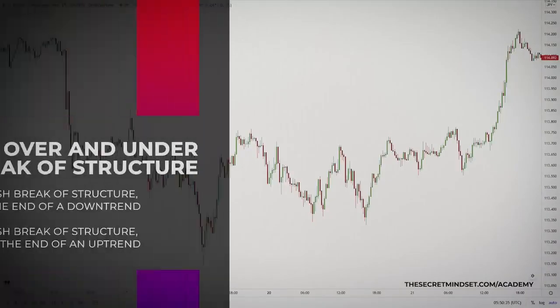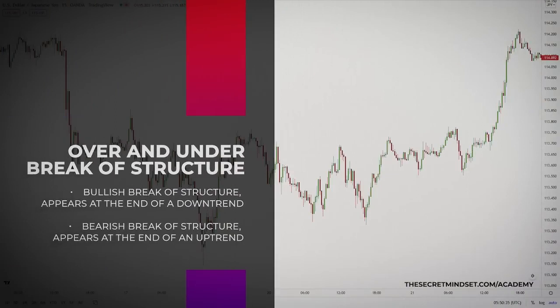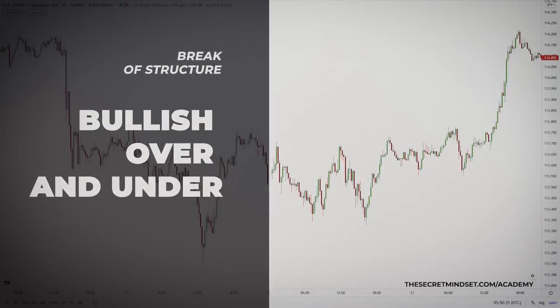We can distinguish two types of the pattern: the bullish break of structure, which appears at the end of a downtrend, and the bearish break of structure, which appears at the end of an uptrend. Here's how to easily find a bullish over and under pattern after a previous downtrend.